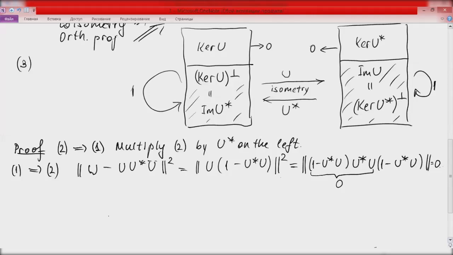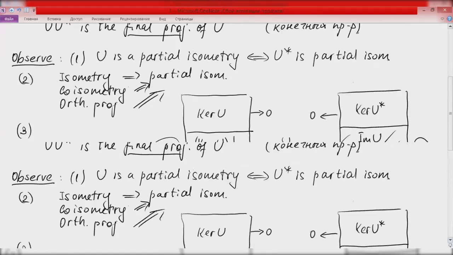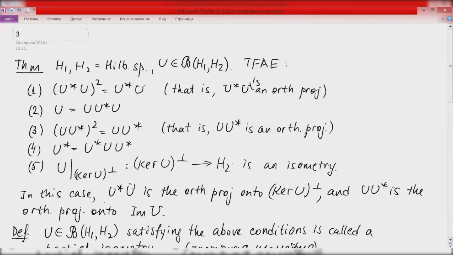Okay, let's now look again at the statement. Let's now observe that 2 is equivalent to 4. To see that 2 is equivalent to 4, we simply take the adjoint operators. We apply the involution, and we see that 2 is equivalent to 4. And also, it's clear that 3 is equivalent to 4, because we already know that 1 is equivalent to 2. So if we replace U by U star and U star by U in 1 and 2, we get 3 and 4 respectively.